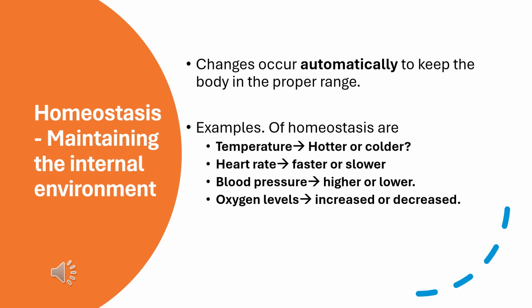With homeostasis, changes occur automatically to keep the body in the proper range. Examples of homeostasis are temperature, getting hotter or colder; heart rate, beating faster or slower; blood pressure, higher or lower; oxygen levels, increased or decreased.